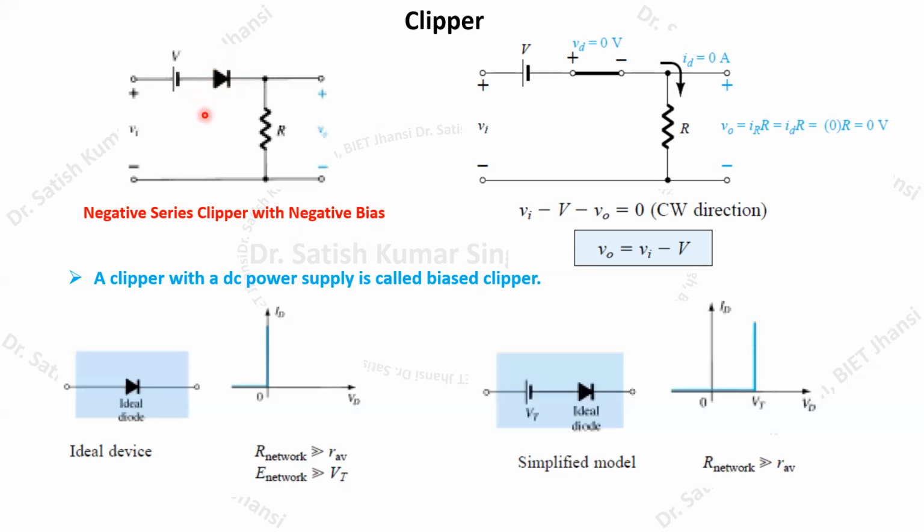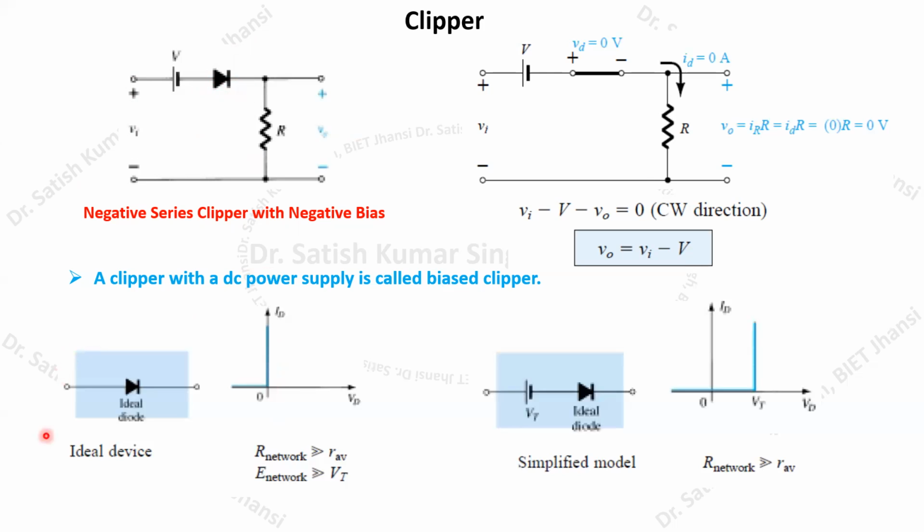But whenever it is a practical diode, we have to replace the diode, whenever it is in the forward bias state, by its cut-in voltage, or its thermal voltage, which equals 0.7 volt in the case of a silicon diode, and 0.3 volt for a germanium diode. Based on that, you have to replace the diode with its equivalent voltage value, its cut-in voltage value.